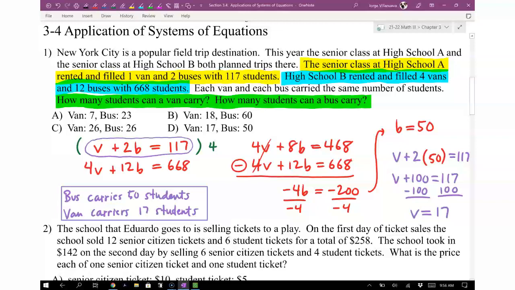Any questions on this one? Anything that you guys maybe want me to clear up or anything like that? Notice we're using the same stuff that we've been doing. We're just now taking it from a word problem. So, all right.